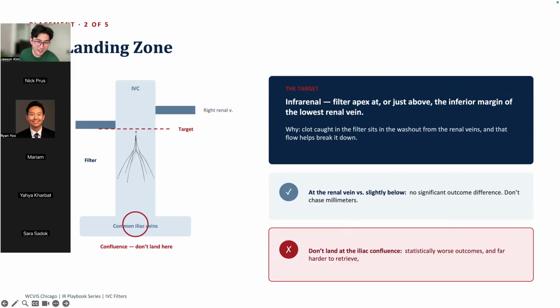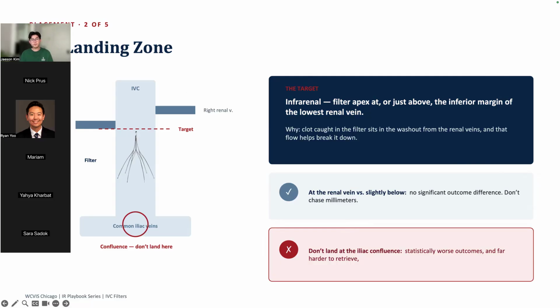Okay. This diagram was pretty fun to make, but this is the most important slide for the actual technique. So let me go slowly. So again, we aim to place these filters below the renal veins, and that's for two reasons. The obvious one is to catch the clot before it reaches the heart and lungs, but we also want to catch it before it reaches the renal veins here. So the target is to have the top of the filter sit right at or just above the point where the lowest renal vein joins the vena cava.